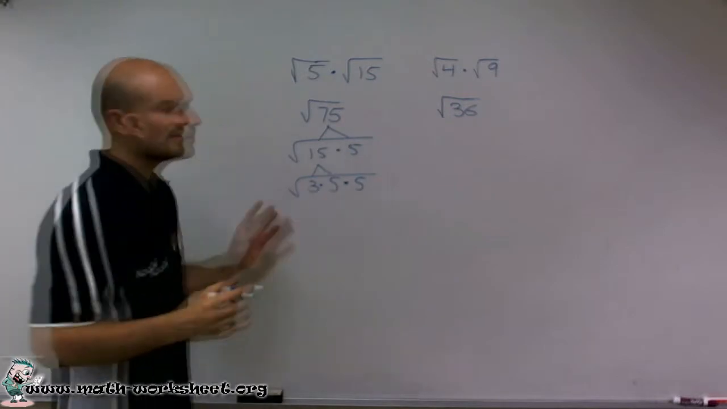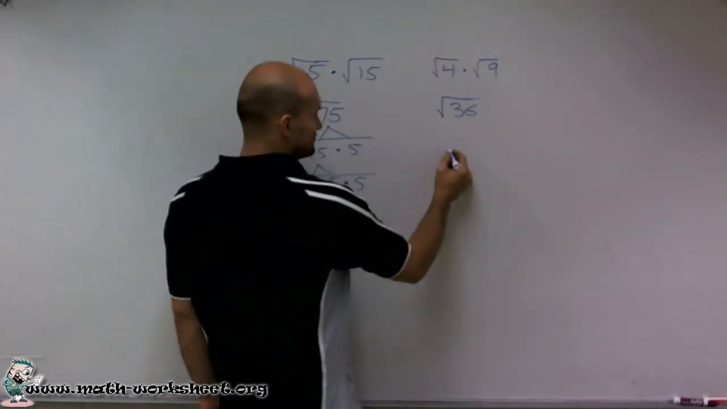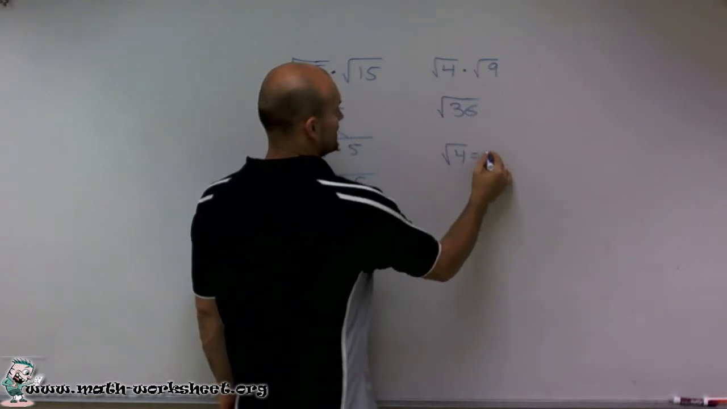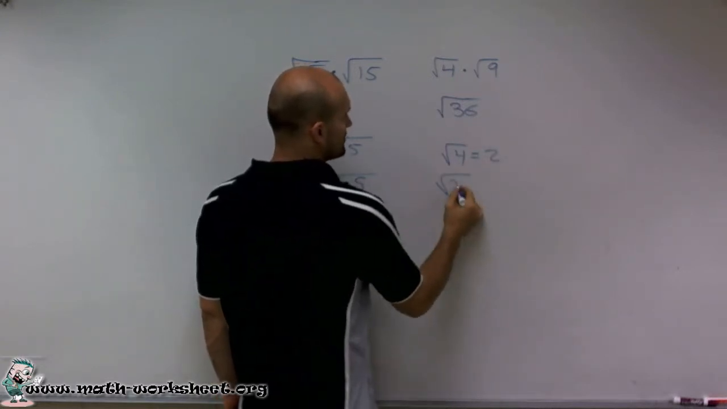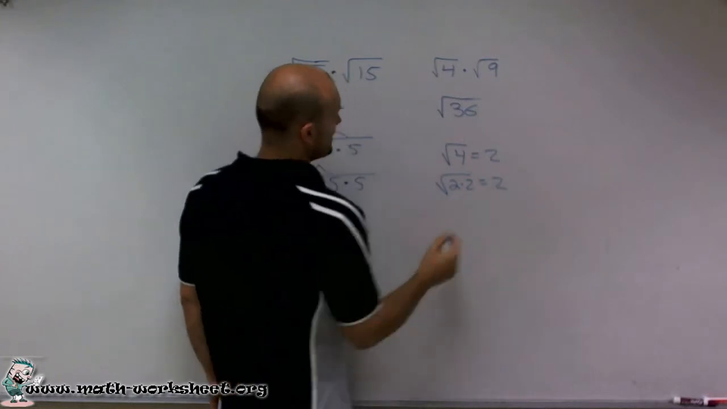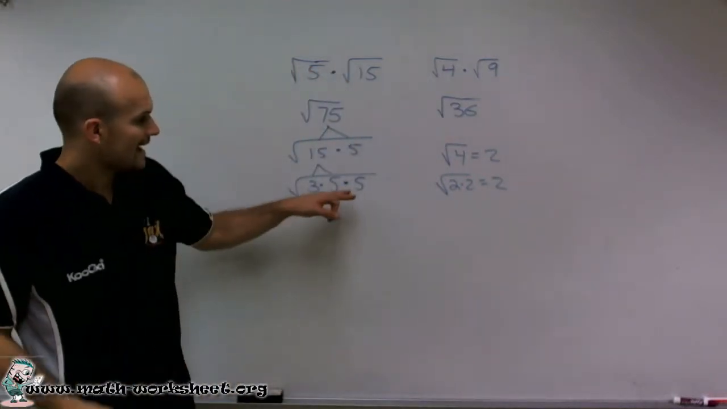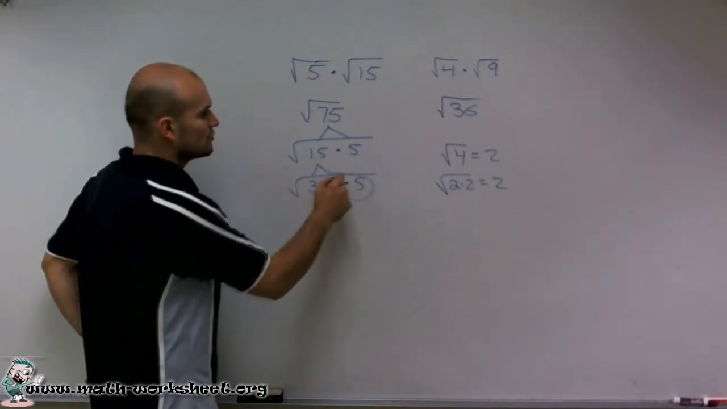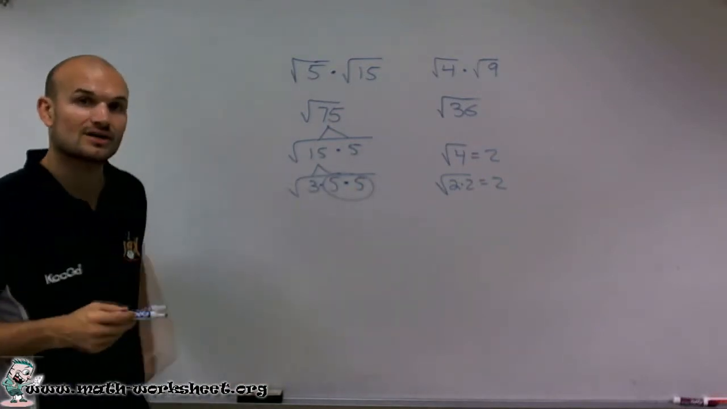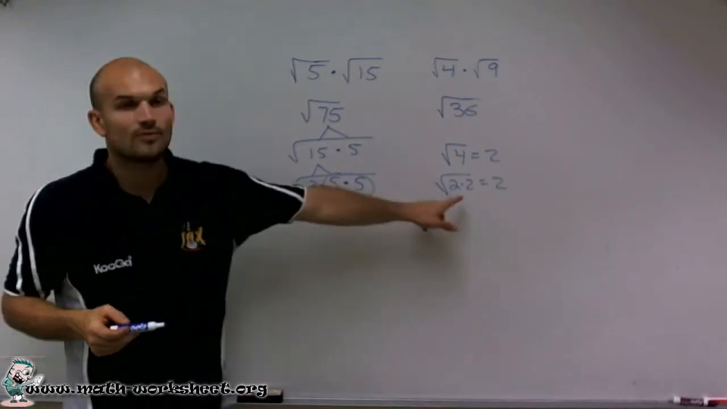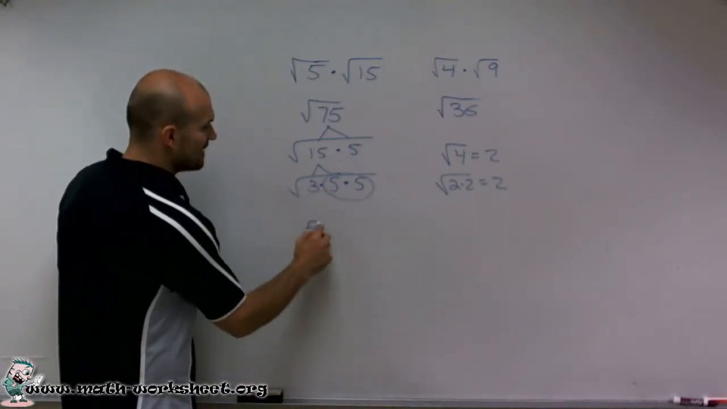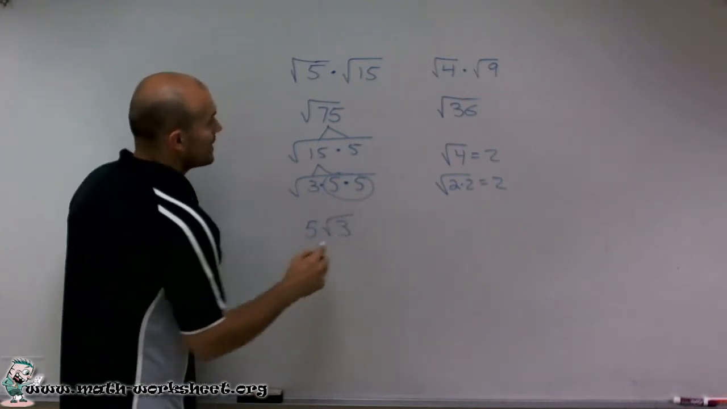Now remember, the important thing to understand about a square root is that the square root of 4 can be written as the square root of 2 times 2, which equals 2. So whenever I have a pair of numbers multiplying under a radicand, the square root of that pair is just going to equal whatever those numbers are. So the square root of 5 times 5 is going to be 5 times radical 3.